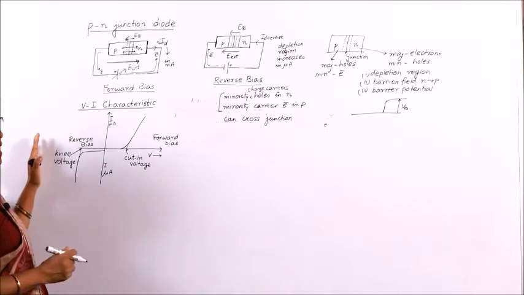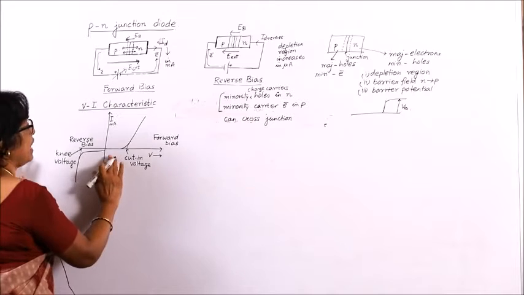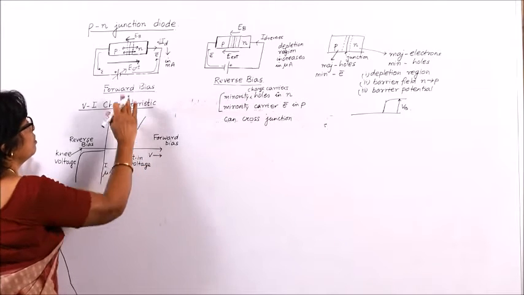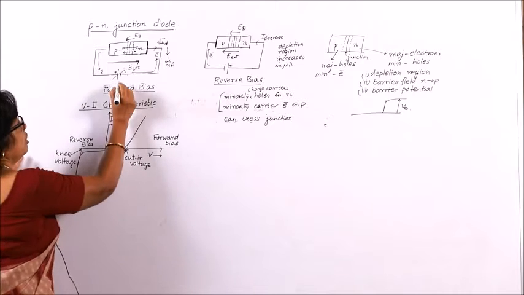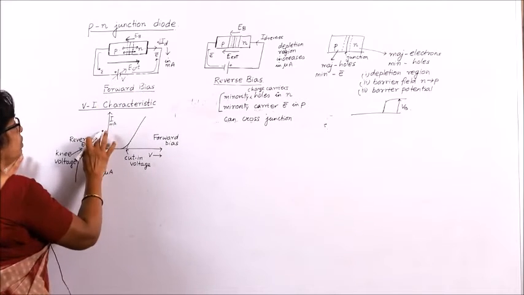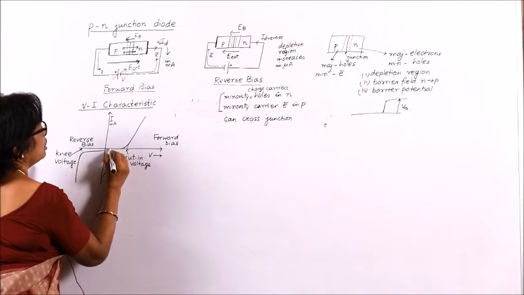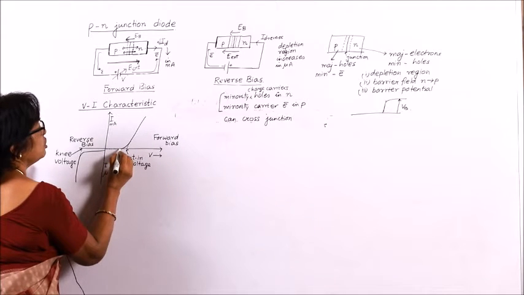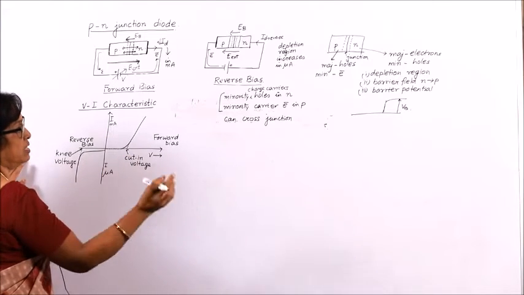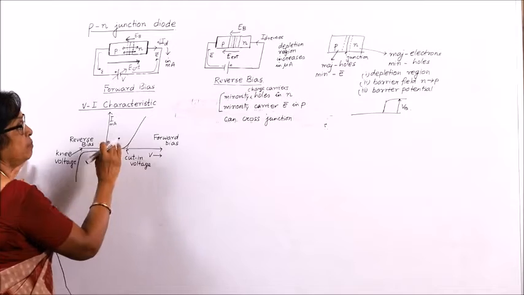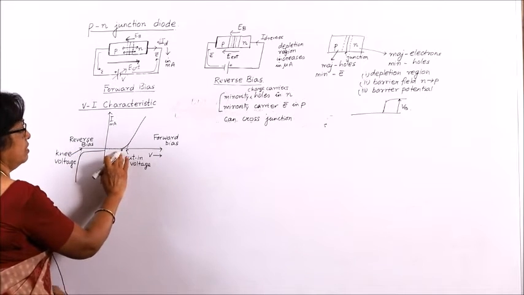So, let us go to the VI characteristic of the PN junction diode. This is a graph between the voltage applied, that is the external voltage that you are giving. If V is the voltage applied, what is the current in the circuit? If it is forward bias, the current remains 0 until the depletion region minimizes and the barrier potential is overcome. Till that time there is no current in the circuit.